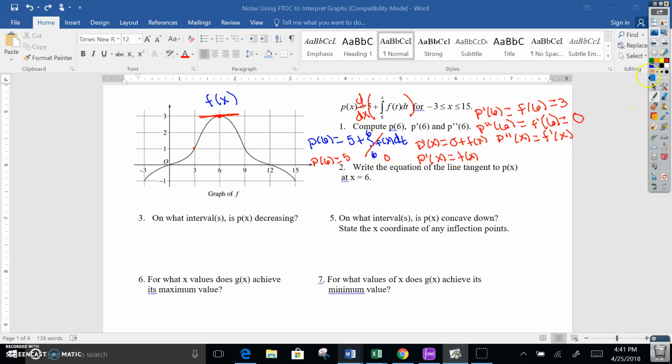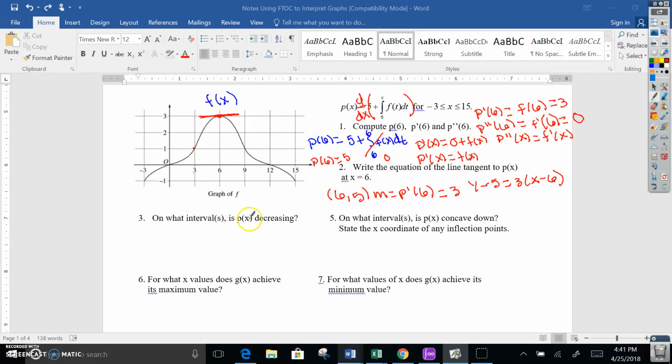The second question says to write the equation of a tangent line. So we already know that we need a point. The first point is 6. And you need a slope, and the slope is given by the derivative, so P prime of 6. If I find the y value, I think I've done that already. Oh yes, that's right here. P of 6 is 5. P prime of 6 is 3. Found that here. So I just set that up as y minus 5 is equal to 3 times x minus 6. And I have the equation of my tangent line.